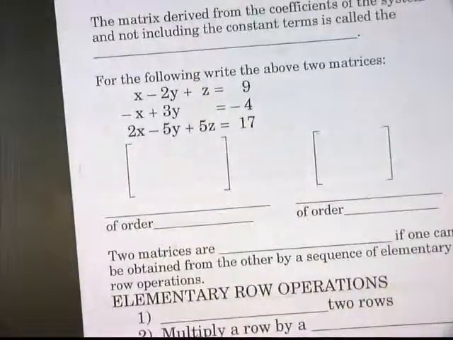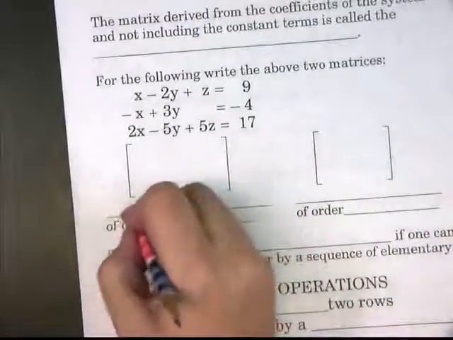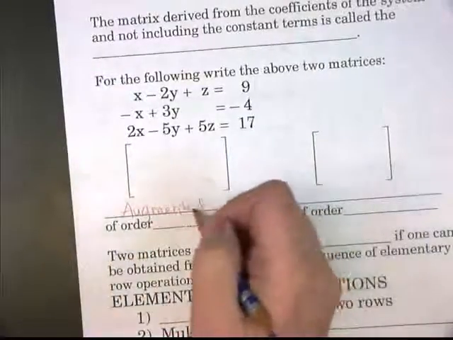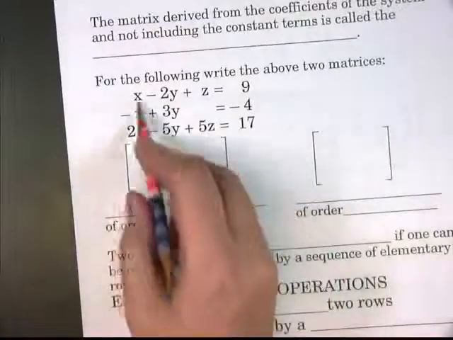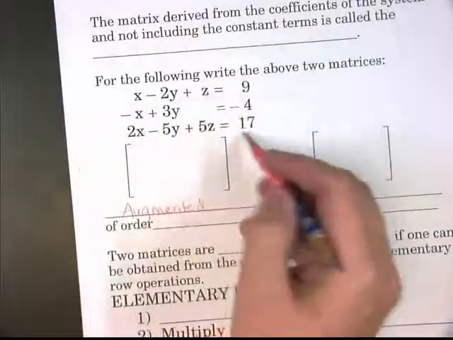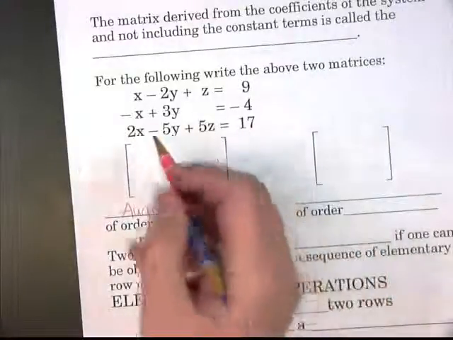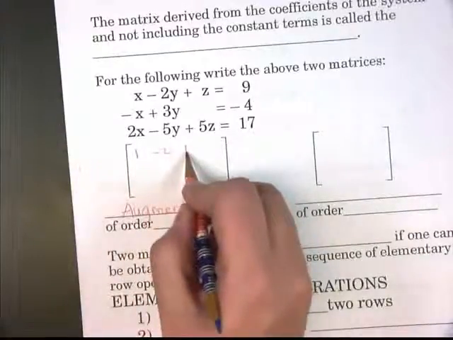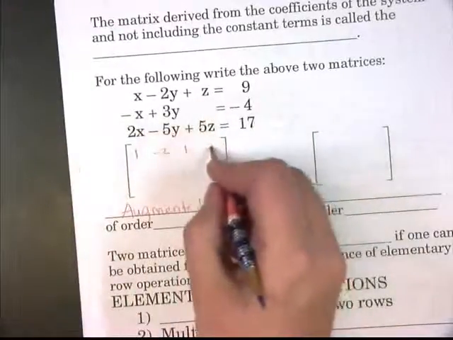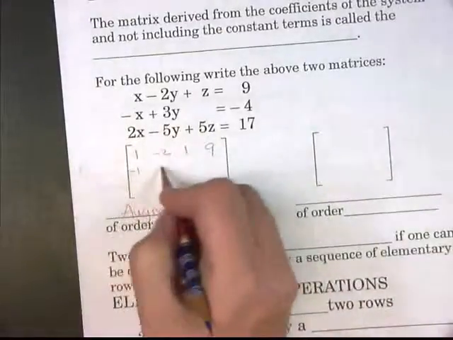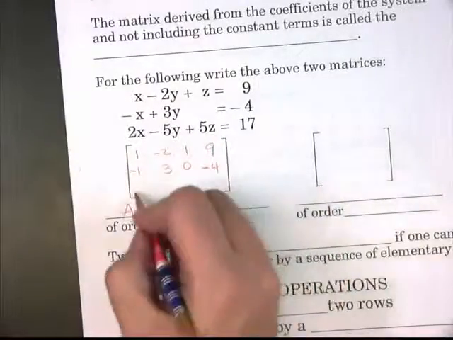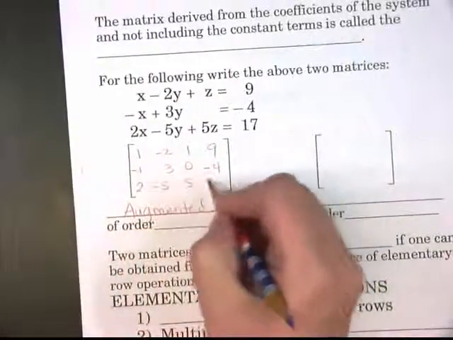But I want to start with the matrices here, and we're going to create two matrices. The first one is called an augmented matrix, and an augmented matrix are the coefficients of each and the solutions. So in this case, I would put the first equation as 1, -2, 1. Those are the coefficients. And then the answer 9. Then -1, 3, 0, because there is no z, -4. 2, -5, 5, and 17.